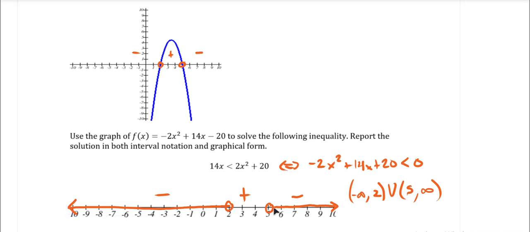And we use open circles for our endpoints because this is a strict inequality. This goes negative, positive, negative. We're asking for where is it negative, so we shade in those 2 regions on the side, and that gives us this in interval notation.